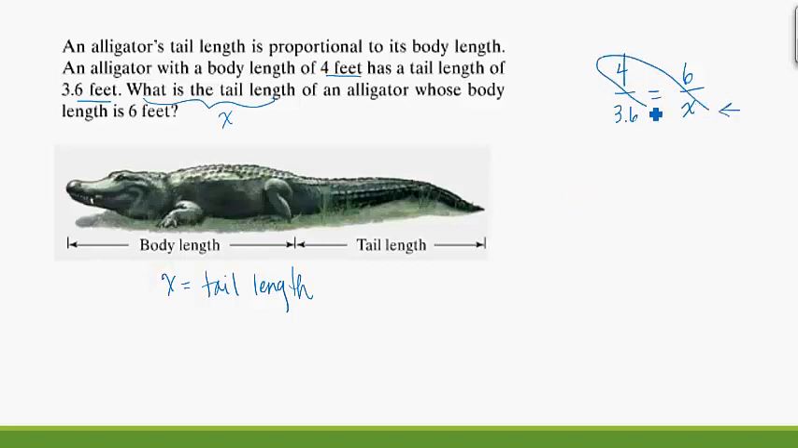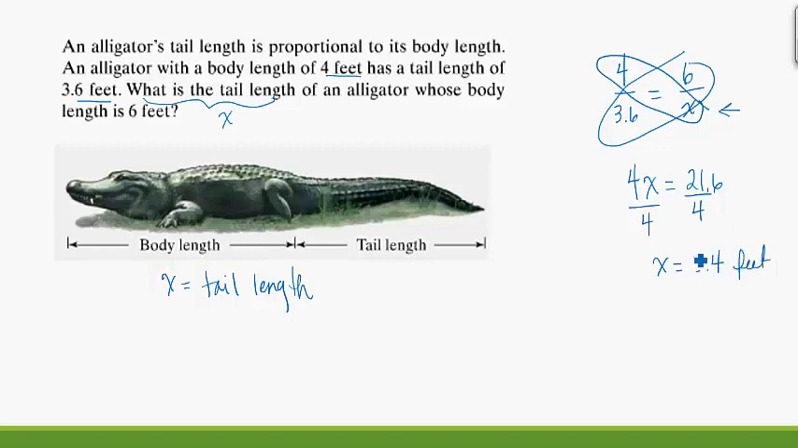So then we use our cross product principle, which tells me that 4x is equal to 3.6 times 6, is 21.6. So that's my cross product principle there. Now it's an equation, so we can divide both sides by 4. And x is going to be 5.4 feet. So the tail length of an alligator that is 6 feet long is going to be 5.4 feet.